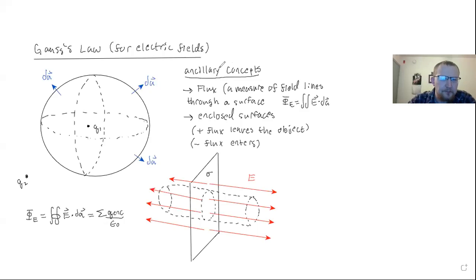Hi, welcome back. Today we're going to discuss the beginnings of what's called Gauss's law for electric fields. And I'll go ahead and share my screen.